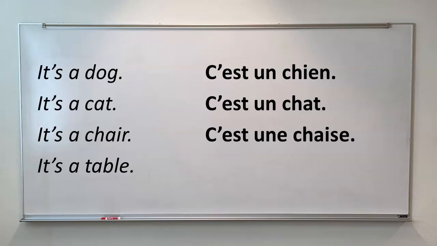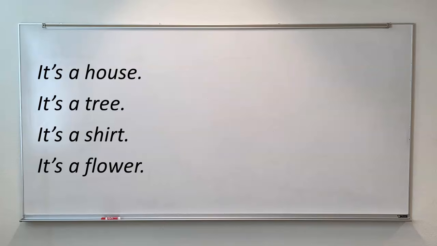It's a table. Always begins with c'est. And then a table is une table. So it's a table. C'est une table. It's a house. So let's say you're pointing at a house. You could say it's a house. C'est une maison.